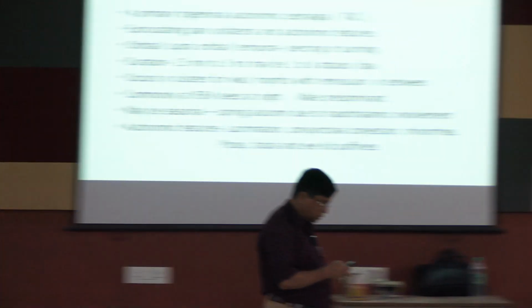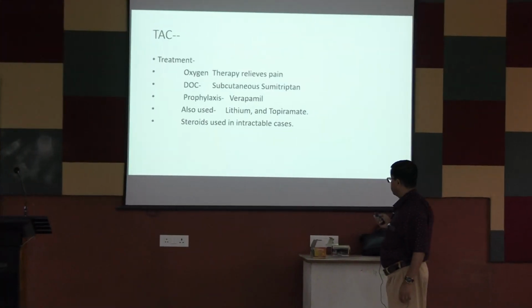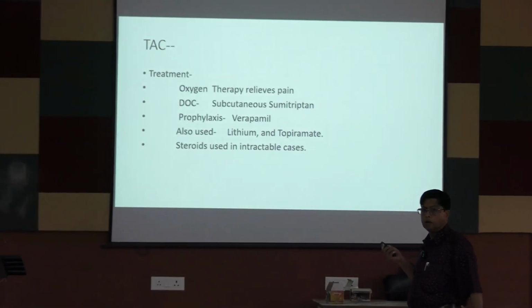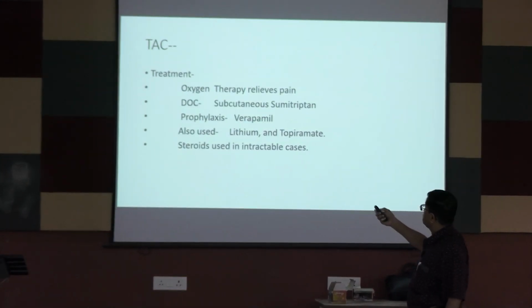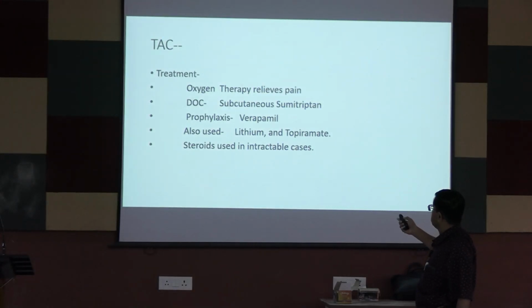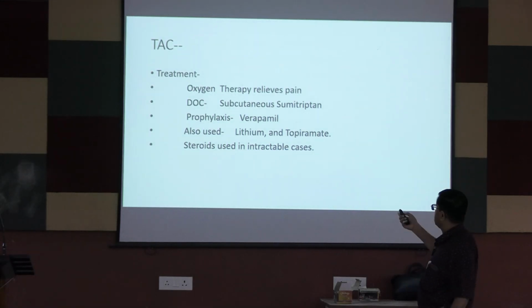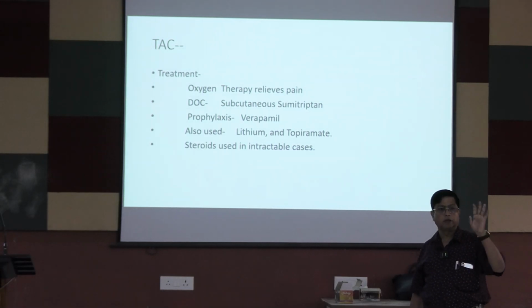So now, next slide. Autonomic features are very important for diagnosis of cluster headache. Then, what is discussed about trigeminal autonomic cephalalgia treatment? The treatment is oxygen therapy, already discussed. Drug of choice is subcutaneous sumatriptan. Prophylaxis is by verapamil, and in cluster headache, verapamil is a calcium channel blocker. This is the drug of choice for prophylaxis of cluster headache.